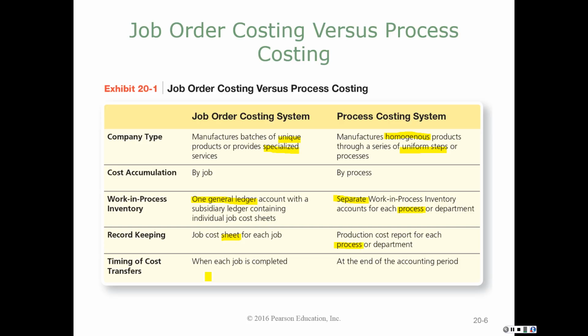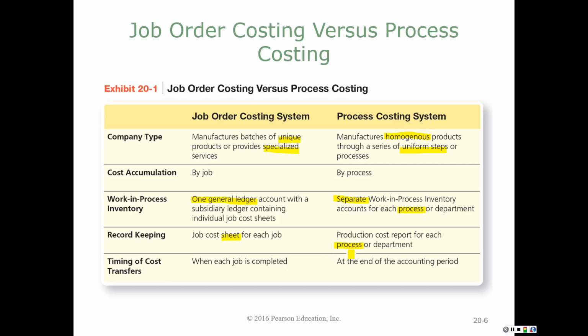We were moving cost for each job. We were moving cost into work in process as the job was being completed. And when we completed the entire job, we moved all of those costs into finished goods in job order costing. In process costing, we really never finish the job. It is a continuous process. But at some point, we need to know the amount of cost in work in process, in finished goods, and in cost of goods sold.